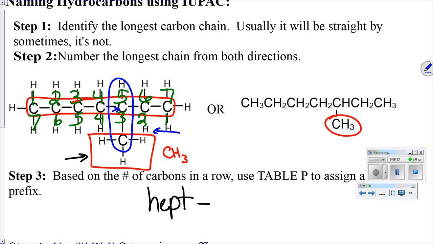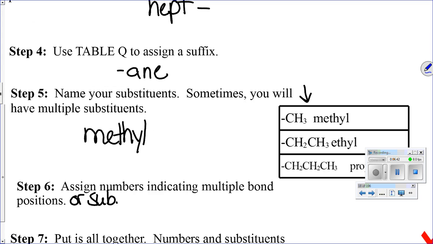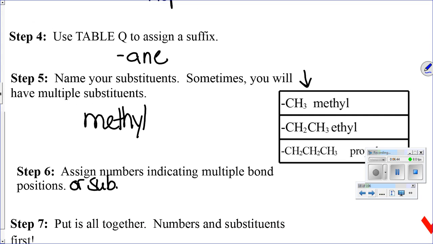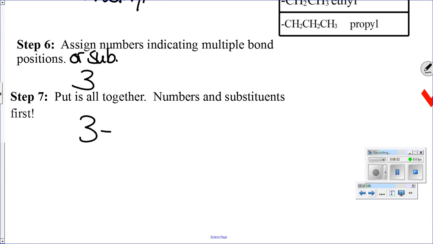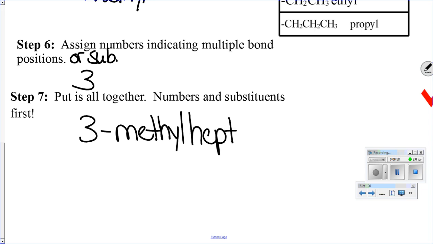If you numbered in this direction, that would be carbon 3. If you numbered in this direction, that would be carbon 5. The number 3 is lower than the number 5. So we're going to call this 3-methyl. Now we got to put the whole thing together. So we tell people my methyl is on carbon 3, and hept for my 7 carbons in a row, and ane for those single bonds.